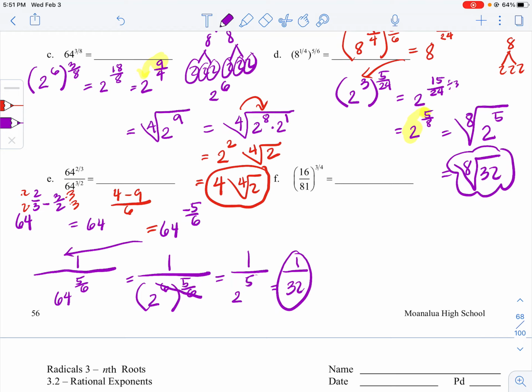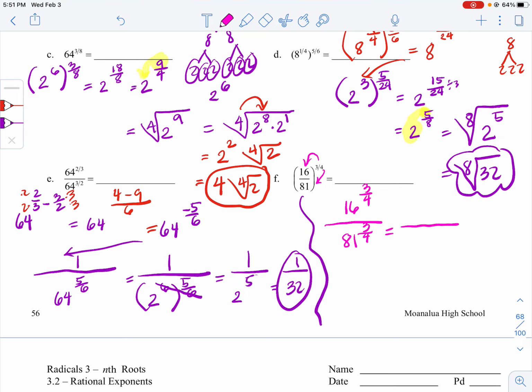Okay, last one. We have 16 over 81, all to the power of 3 over 4. Now, who owns 3 over 4? Let's change the color. This 3 over 4 is owned by both of them. So what I would like to do is give it to them. So 16 to the power of 3 over 4 over 81 to the power of 3 over 4. And I would like to simplify them on their own.